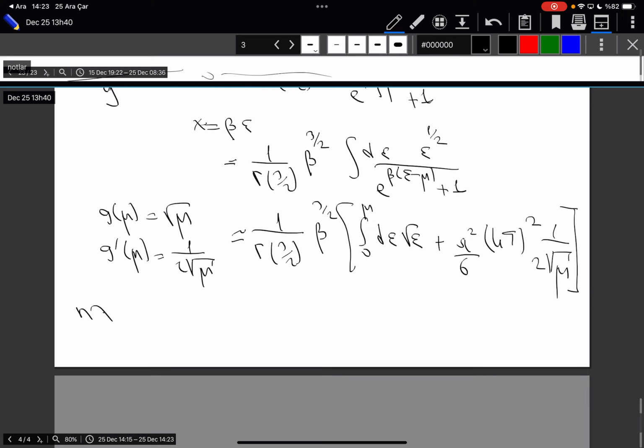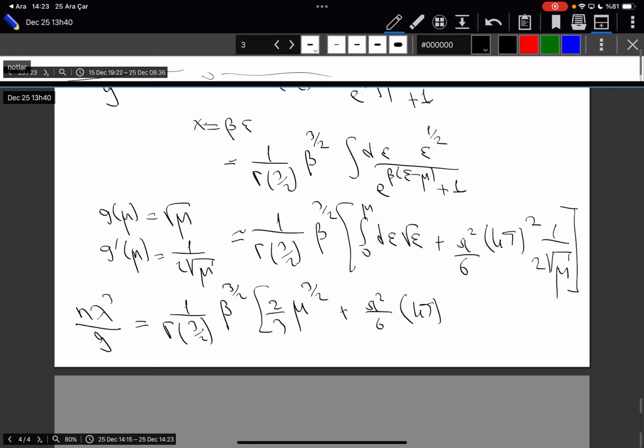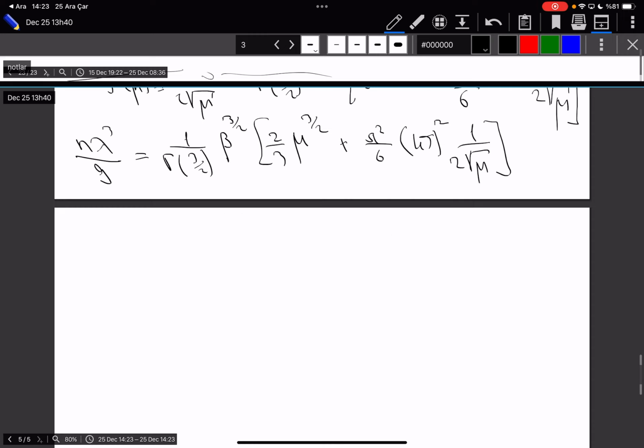So n lambda cubed over g should be equal to 1 over gamma 3 over 2 beta to the power 3 over 2. The first integral just gives me mu to the power 3 over 2 times 2/3. This is the first integral. The second term is pi squared over 6 kT squared times 1 over 2 square root of mu. Let me take the first term out.